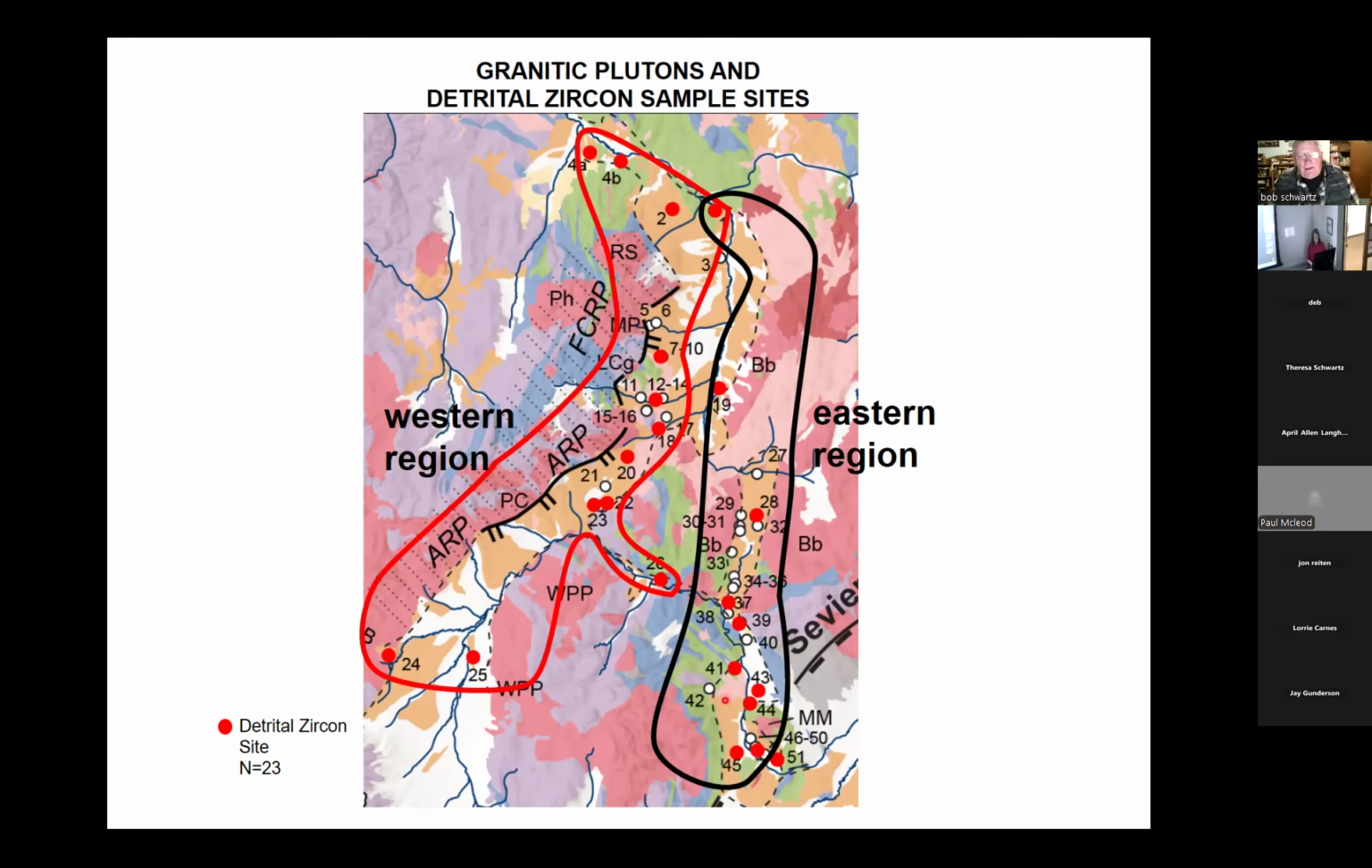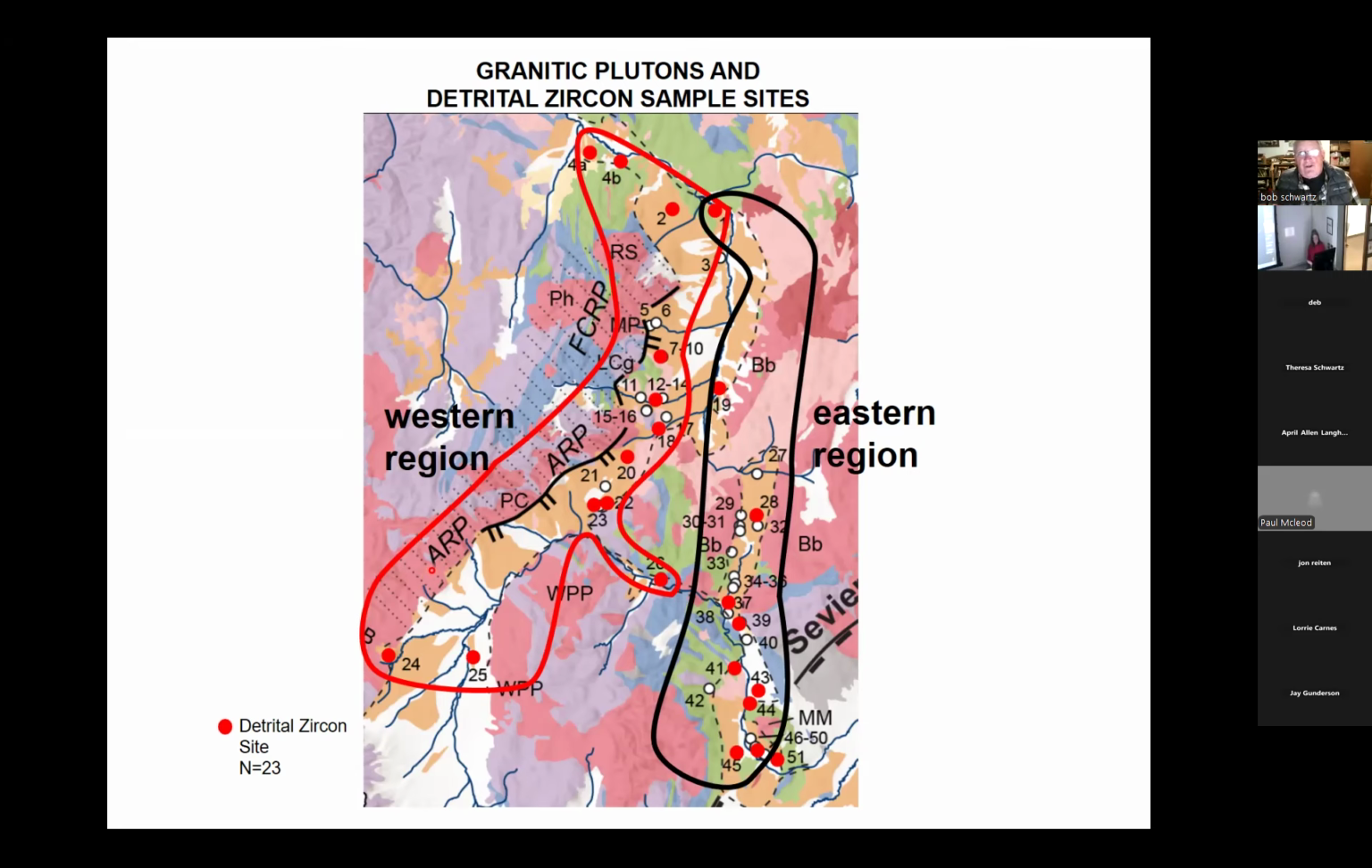And so let's see, anything else to point out here? I've broken the area down into what I refer to as an eastern region, like this, which really includes the Boulder batholith here and the East Pioneer Mountains batholith here, and the western region encircled in red that includes the plutons in the Flint Creek Range and those within the Anaconda Range.